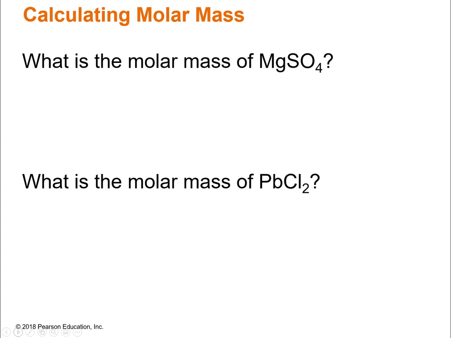So we have to figure out the molar mass of magnesium sulfate. We'll do the first one together, then I'll have you do the second one. If you don't have a periodic table, this is a good time to pull one out. You can look one up on Google, use the one on Blackboard, whatever floats your boat. So we've got magnesium sulfate, which has magnesium, sulfur, and oxygen. You can look up the atomic masses of each of these elements.